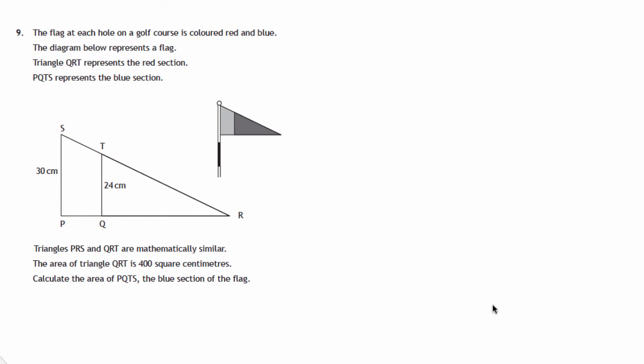They talk about colours. There's a blue section. Let's just shade it in to show what they mean. This blue section is the area we're trying to find, and there's a red section which is this triangle here.